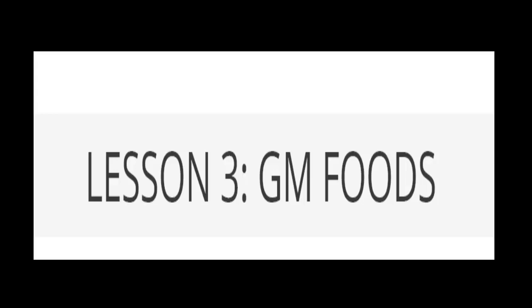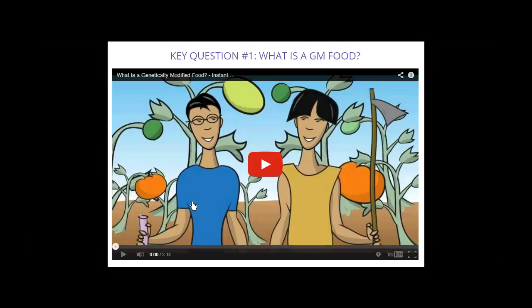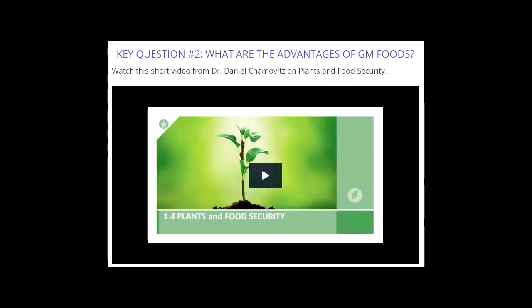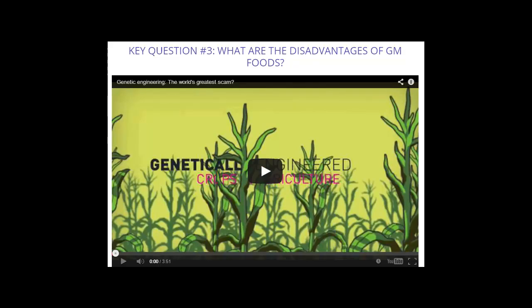Lesson number 3 of Plant Biology, Food and the Environment will give students the opportunity to investigate genetically modified foods. This lesson has been segmented into 3 key questions, which include: what is a genetically modified food? What are the advantages of genetically modified foods? And what are the disadvantages of genetically modified foods?